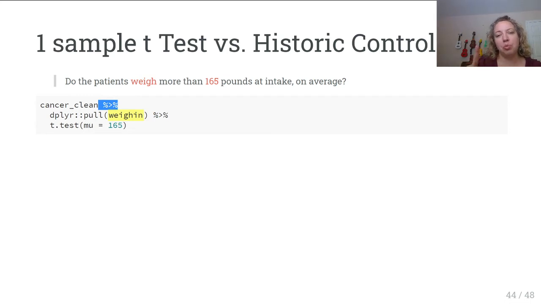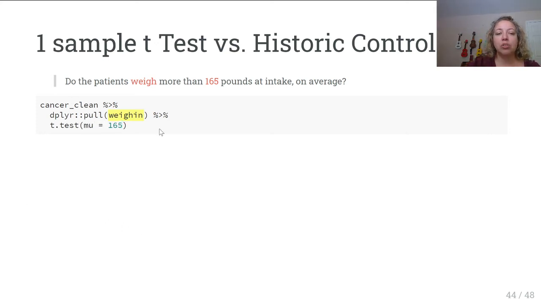This is how you do a one sample test. We did the same thing with the Shapiro-Wilks test. So we are going to use dplyr pull and pull out the name of the variable we're concerned with, and then pipe it into a base function called t.test. And we have to tell it what our null hypothesis is. Mu equals, in this case, 165.